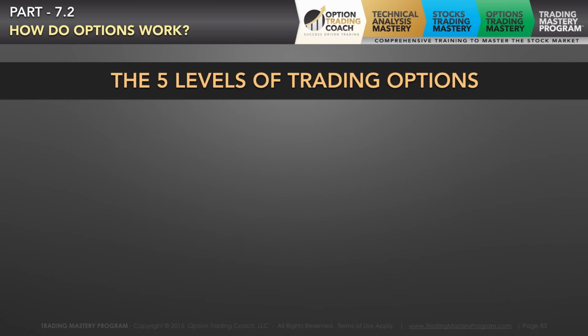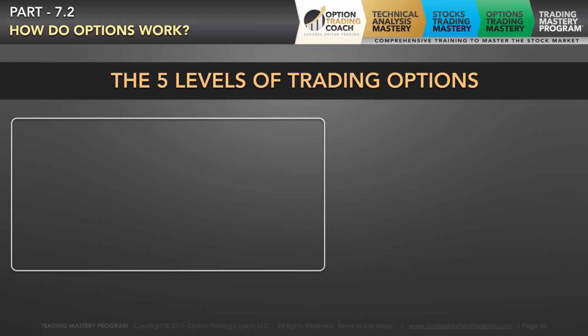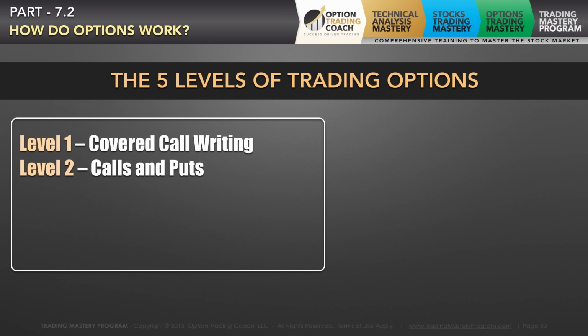I wanna talk to you about the five levels of trading options. Level one is known as covered call writing. Level two is when you can buy a call or buy a put. I recommend you get at least to level three, because level three is gonna be where you can actually allocate defined risk trades. A lot of the strategies inside this program are gonna fall inside level three.